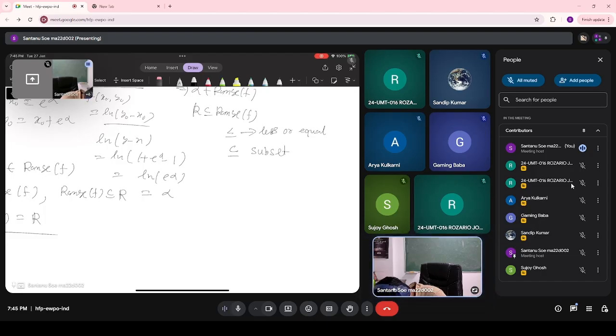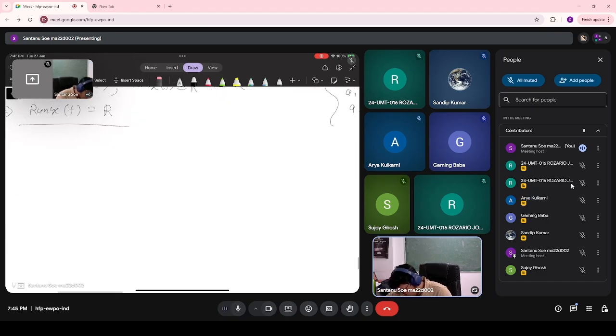Okay, so if there are two sets A and B, then A is a subset of B, and if there are two real numbers A and B in R, then A is less than or equal to B. These are the notations we use generally. Okay, so I'm going to go to the next question.